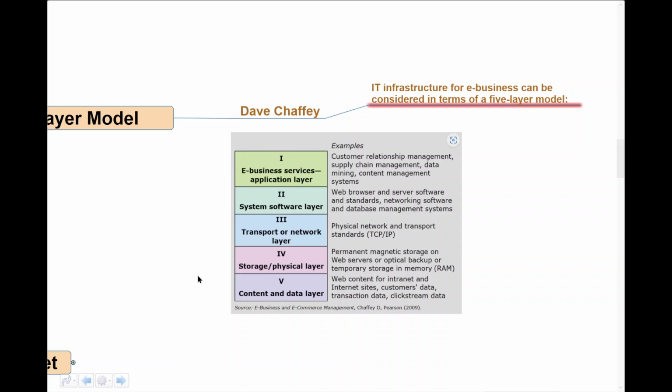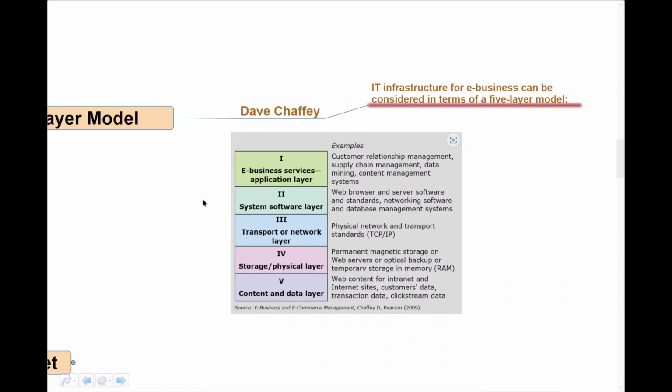But broadly speaking, level 1 is CRM or customer relationship management. In other words, the way that you manage your relationships between a supplier and or a customer. Moving from there, we're talking about the web browsers and the service software and standards. Then the hardware, the physical network, and the means through which you transfer data. Outside of that, we talk about the storage, i.e. storage of data relating to customers, suppliers, etc. And then the last area is the customer's data, the content, or the data layer.